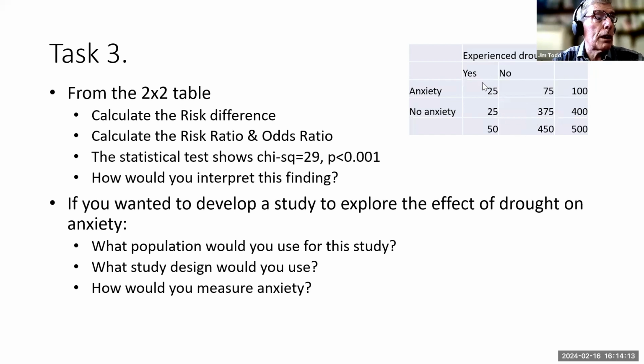So the odds ratio is going to be the odds in those who are exposed, experienced drought, divided by the odds of those who are not exposed. 1 divided by 0.2 will give us an odds ratio of 5. So we just divide the odds of those who are exposed divided by the odds of those who are not exposed. Does that answer your question, Dr. Yinka?